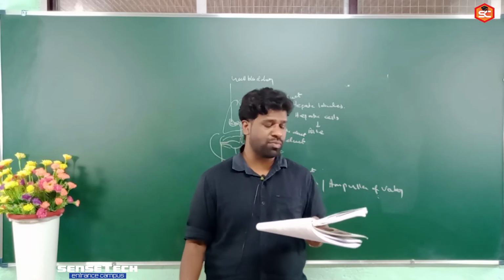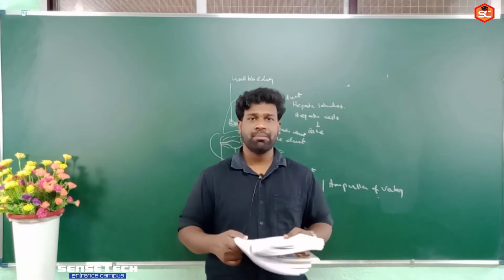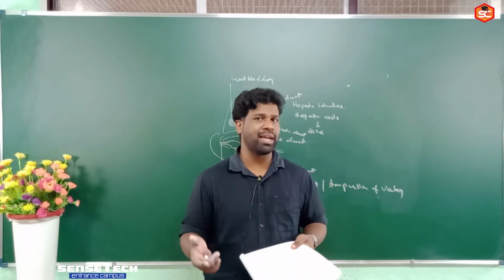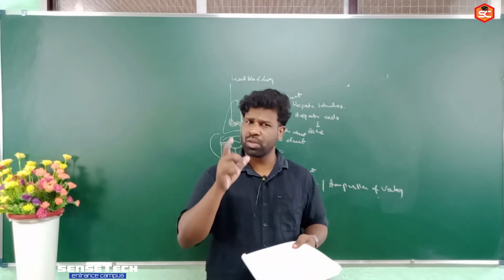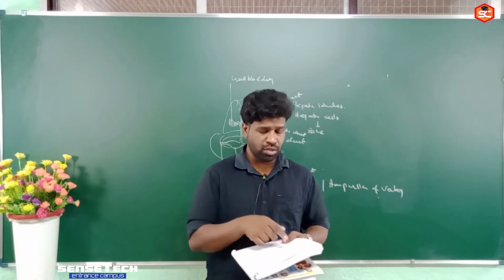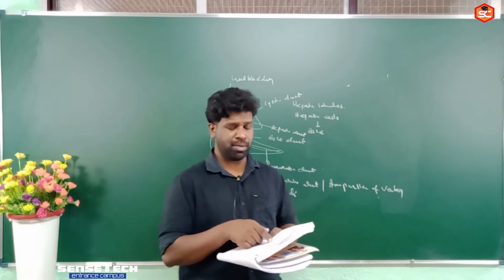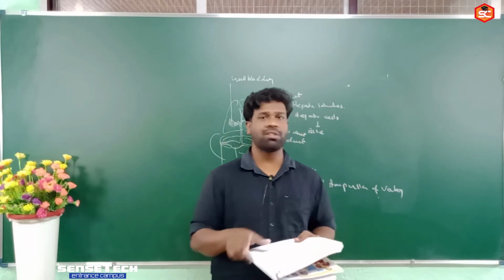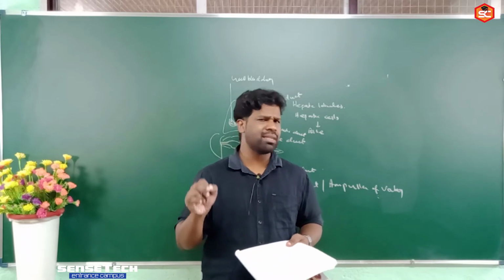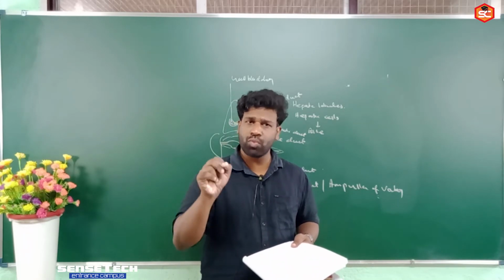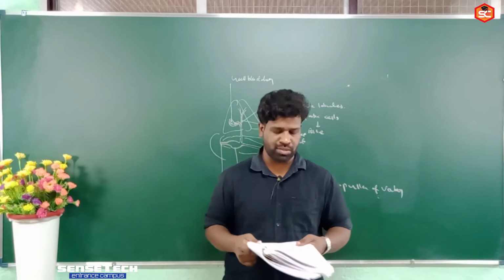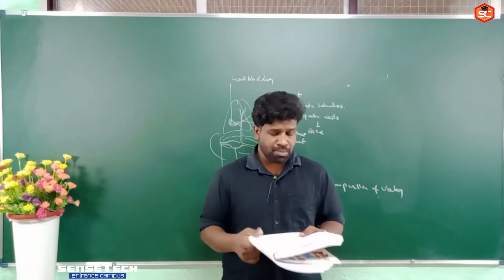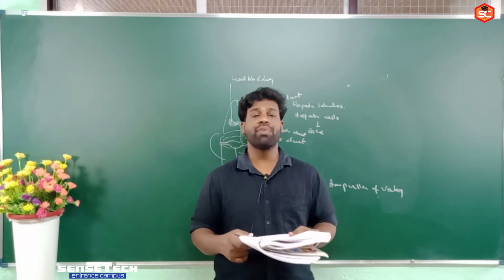Third statement, islets of Langerhans is the major part of the pancreas. The endocrine part of the pancreas is called the islets of Langerhans, and we know it is only 1-2%. So it is a wrong statement. Then, beta cells are more numerous, constituting 65% of islets of Langerhans.